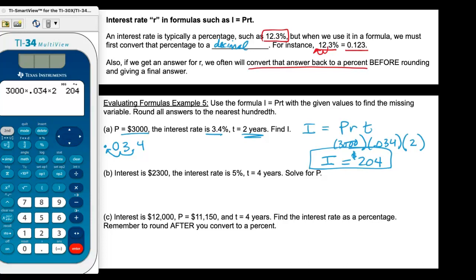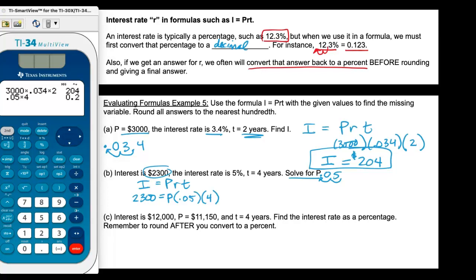So for B, do the same thing. So I write down I equals PRT. I plug in what I know, so the interest is 2,300. So I put that in for I equals, now it tells me at the end I'm solving for P, so I'm going to leave P there. The interest is 5%, so I take 5, move my decimal 2 spots left. It gives me 0.05, and time is 4 years. Now, because I have two numbers that are multiplied next to P, I'm going to multiply those first, so 0.05 times 4.